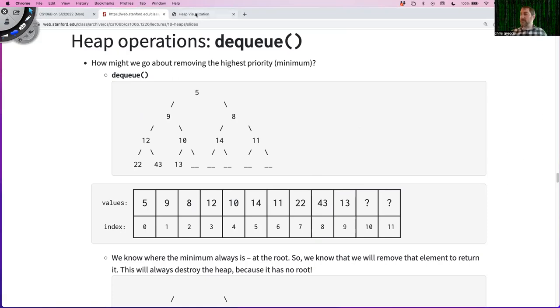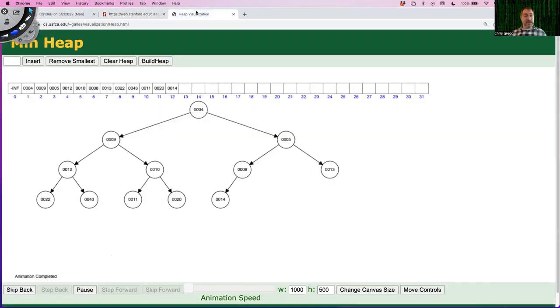Let's go over and check it. Let's see if we can remove some elements here. If I'm going to say remove smallest here, which one are we going to move up to where the 4 currently lives? We're going to get back the 4. Which one of these elements do we move up to the 4?